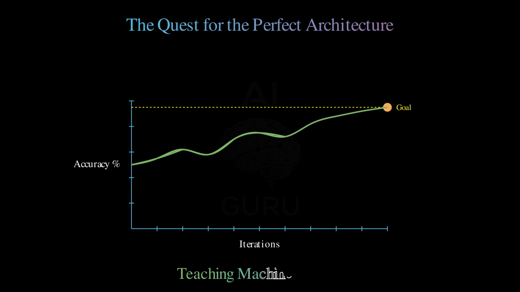And that ongoing search for the perfect, the most minimal, the fastest architecture, that's why CNN design is still one of the hottest areas of machine learning research today. It's a never-ending quest to teach machines to see our world a little bit better and a little bit faster than we can ourselves.